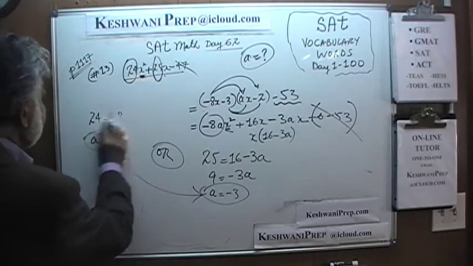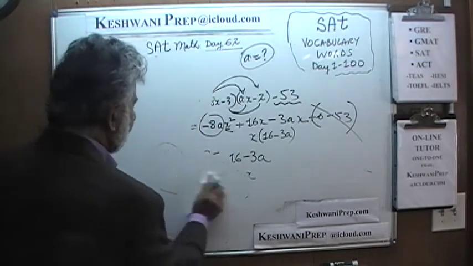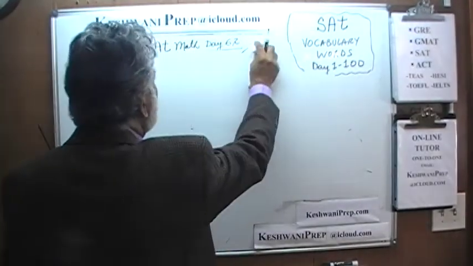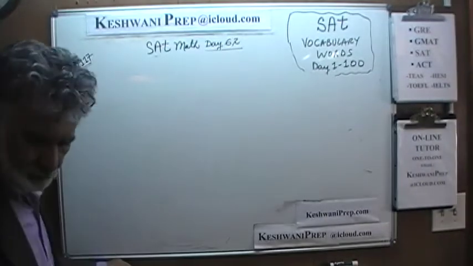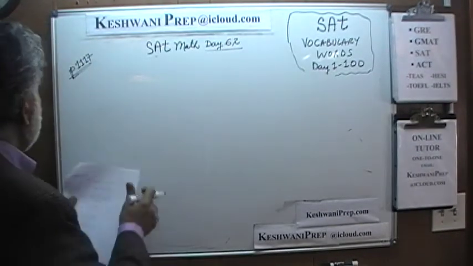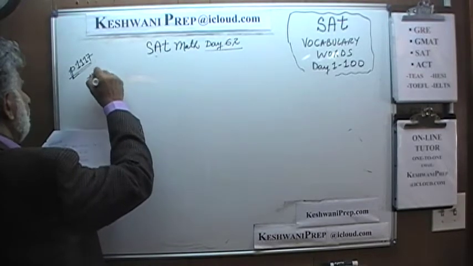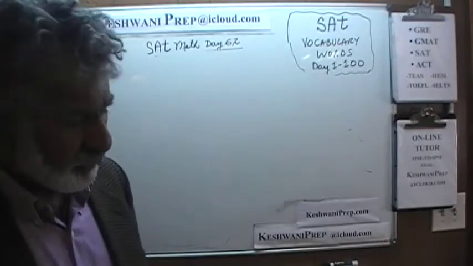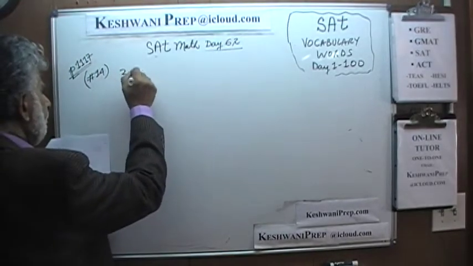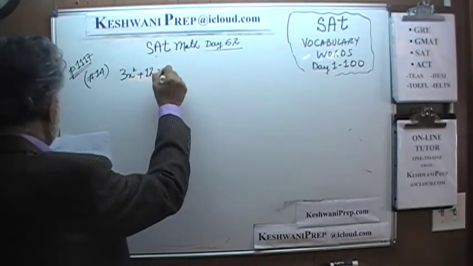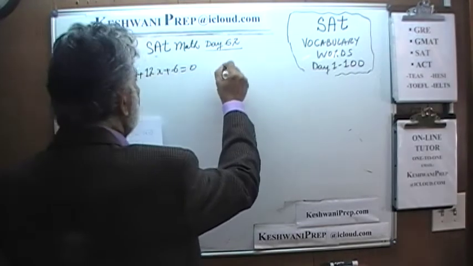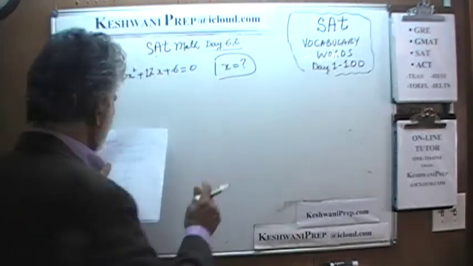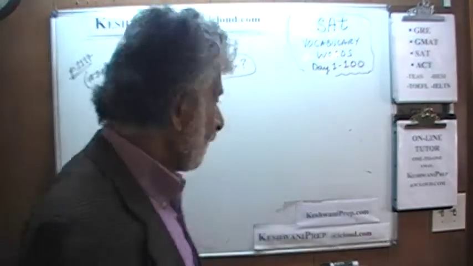Number 14. In number 14, we are given a simple quadratic equation, 3x squared plus 12x plus 6 is equal to 0, we are told, and the question simply is, what's the value of x? And the only thing they're trying to see in this problem is whether or not we know the quadratic formula. If you know the quadratic formula, we're all set. And the quadratic formula goes something like this.